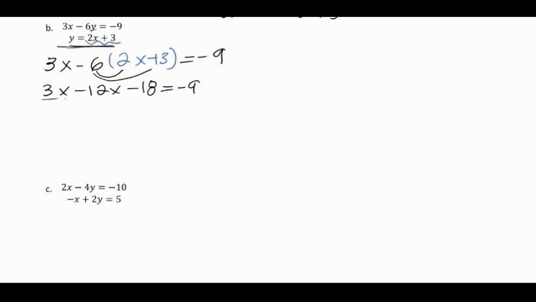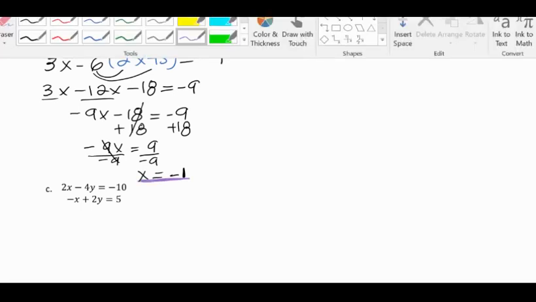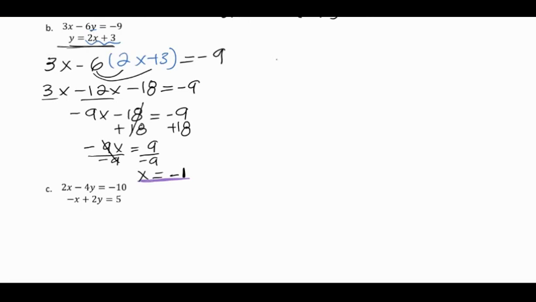We combine like terms. 3x minus 12x is negative 9x, minus 18 equals negative 9. Now we solve for x. So we add 18 on both sides. So we have negative 9x equals positive 9. Divide both sides by negative 9. So x equals negative 1. Now that we found the value of x, we can plug it into any of the original equations and find the value of y. I'm going to use the second one.